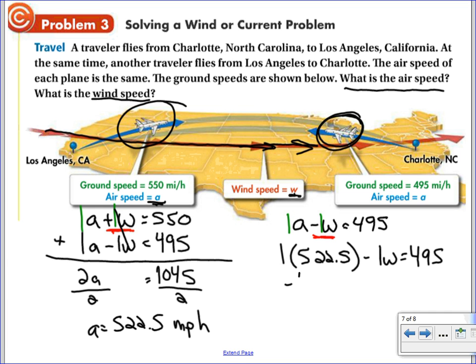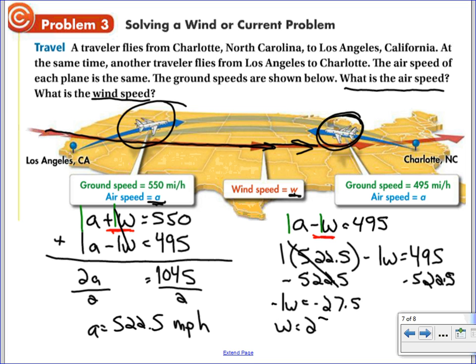We've got our minus 1W. Let me subtract 522.5 from both sides. Those cancel. We're left with negative 1W equals, that would give us negative 27.5. Just switch the sign, or multiply each side by negative 1, and you get W equals 27.5 is our wind speed.